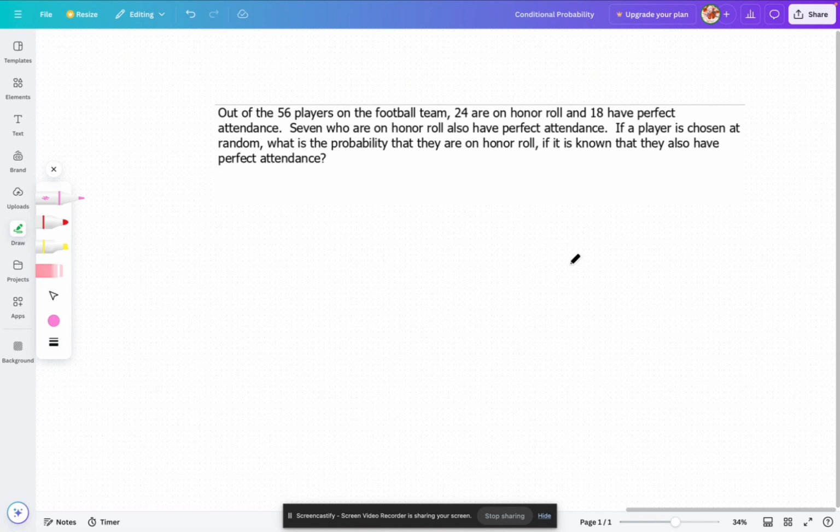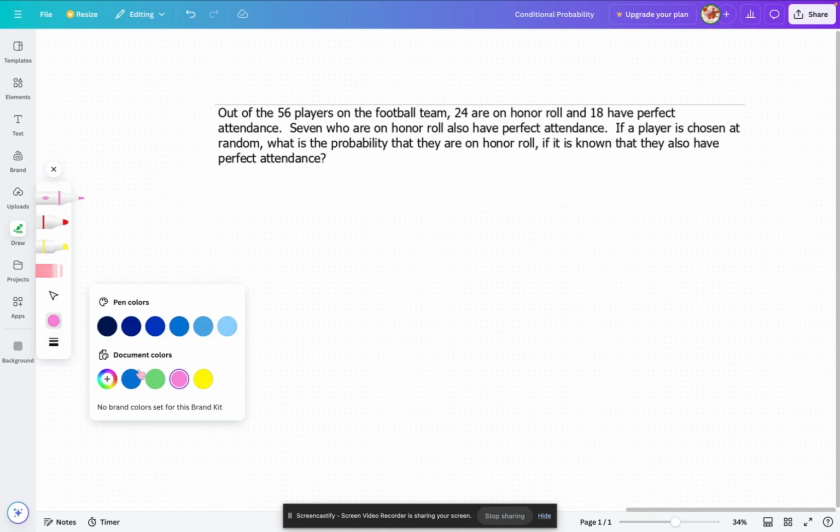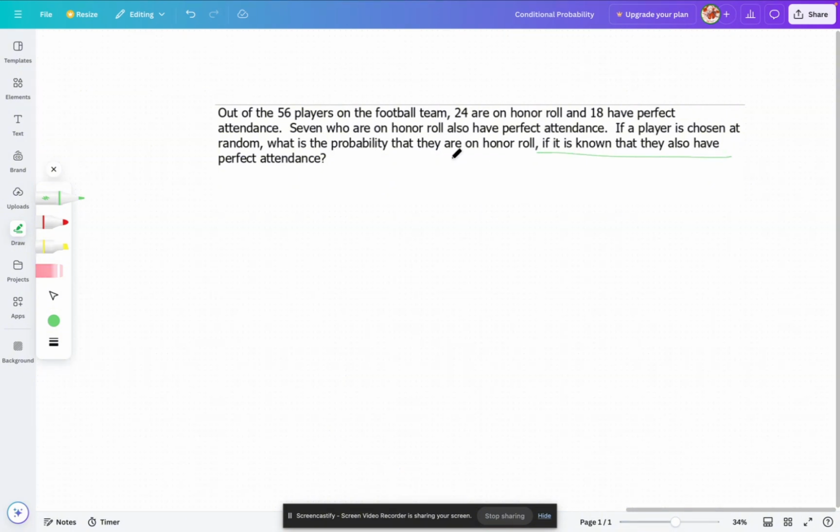Remember, we need to identify our A and our B values. Our A values are always given. You know it's your A value because it says given. But in this problem, I don't see the word given. So what do we do? Well, sometimes teachers like to trick us and they won't include the word given, but rather a synonym. A synonym of given is known. So it is known they have perfect attendance. So this is your A value, because remember, known is a synonym of given.